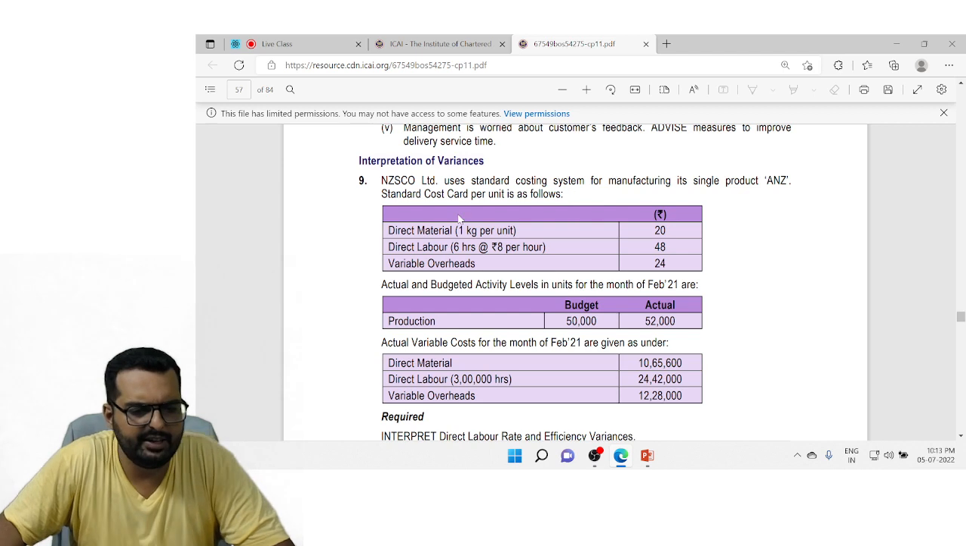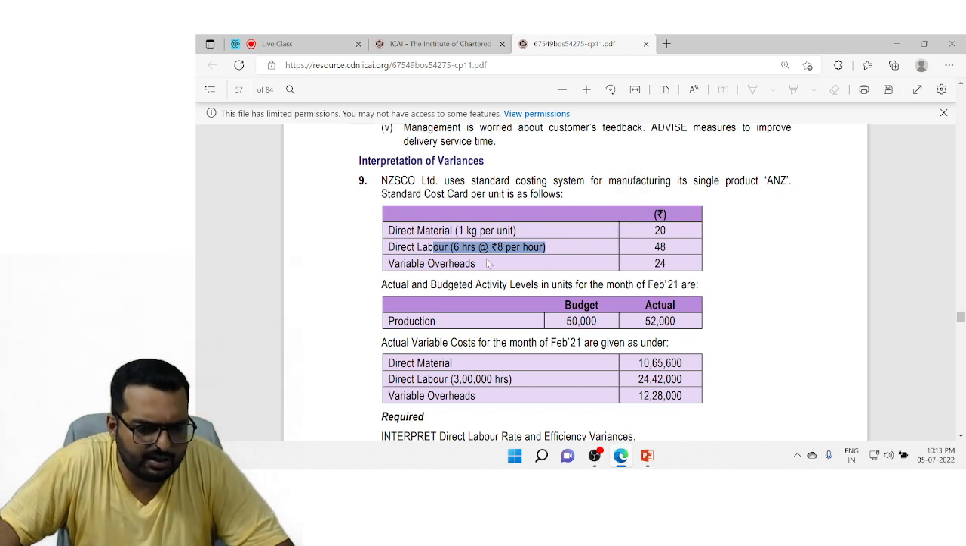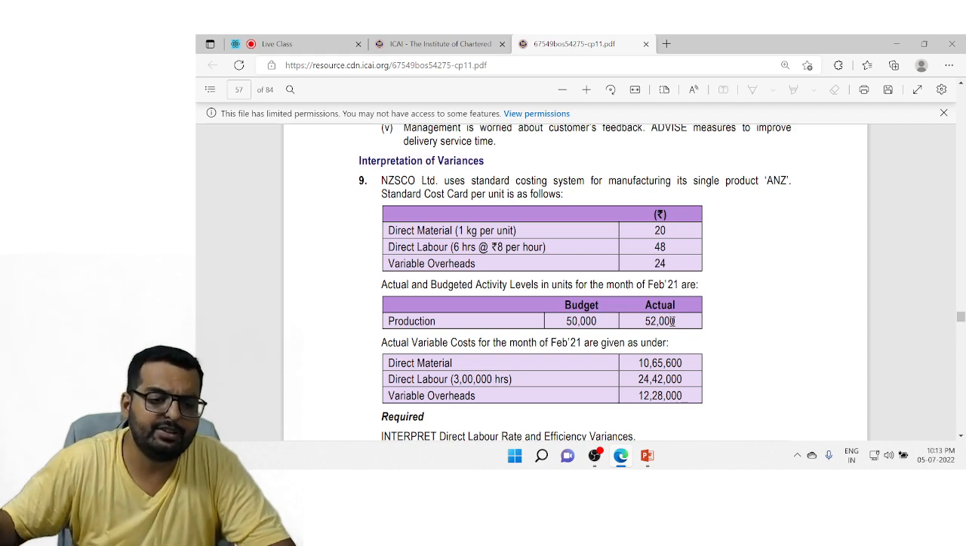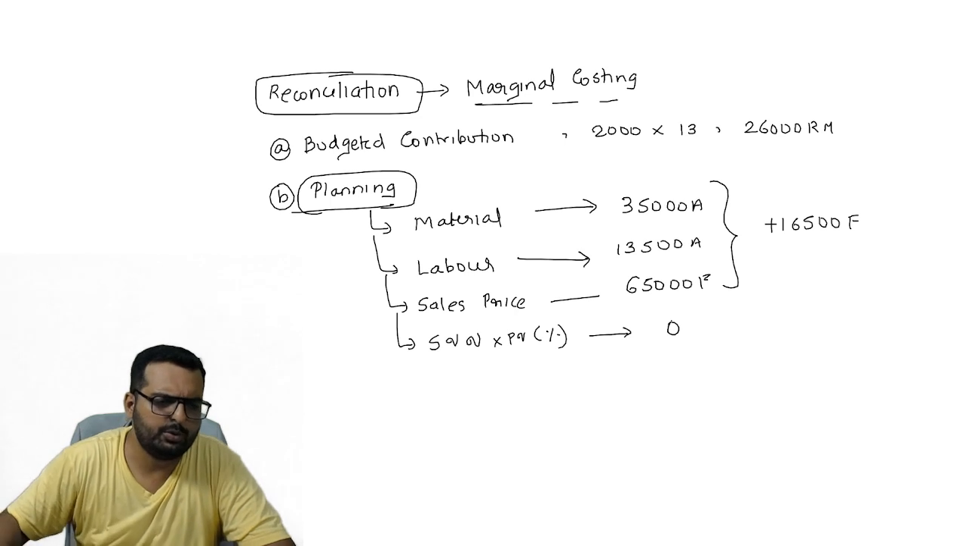Friends, everything is again given. We have to take SQ, SP, then there is SH, SR, AH, AR. The budgeted production was 50,000 and the actual is 52,000. SQ is based on actual output. Am I right? So I'll just give you over here, okay, analysis of variance.